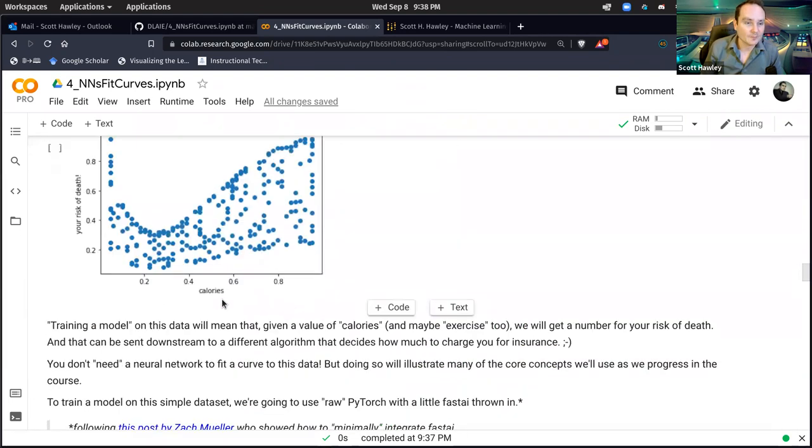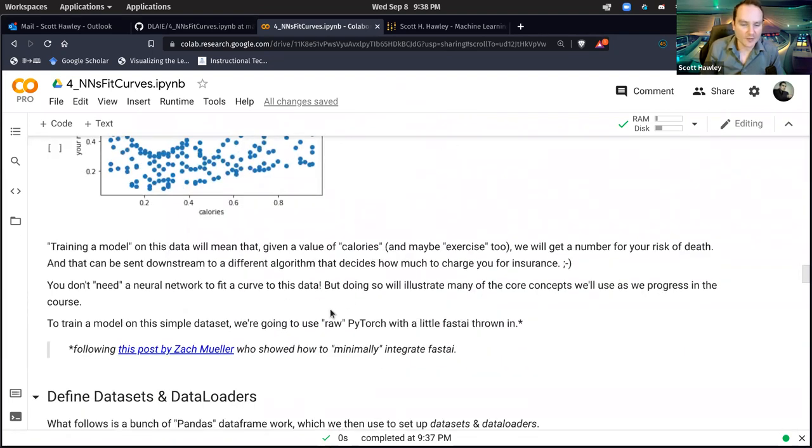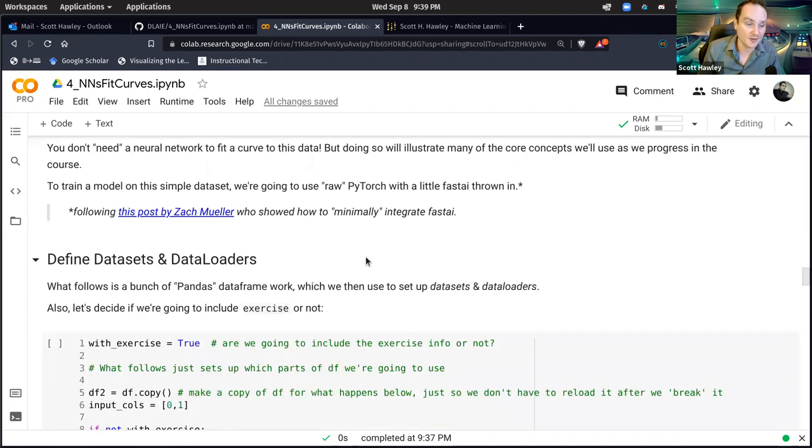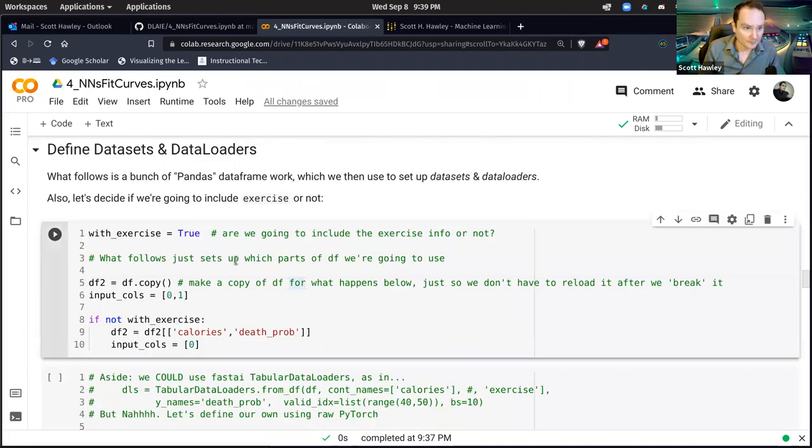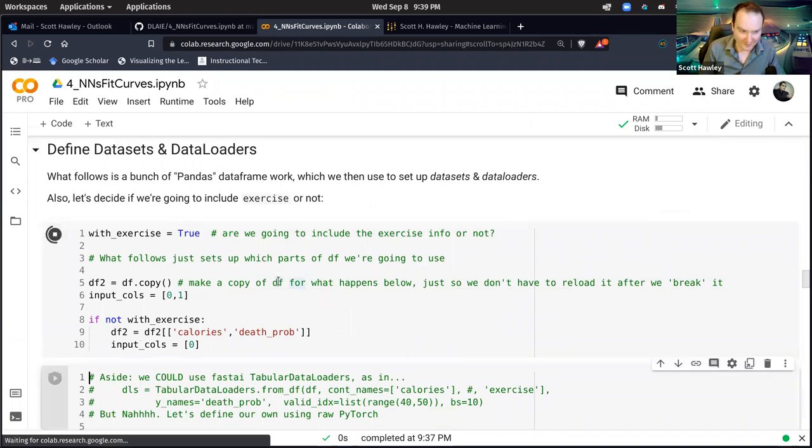I'm not reading every single thing. We're going to do some raw PyTorch, and I am following some stuff by Zach Mueller, who is going to be our speaker this coming Monday, which is going to be great, on how to integrate PyTorch and FastAI in a minimal kind of way. So you're going to see some raw PyTorch stuff in just a bit. I got this with exercise. Just leave this stuff as it is.